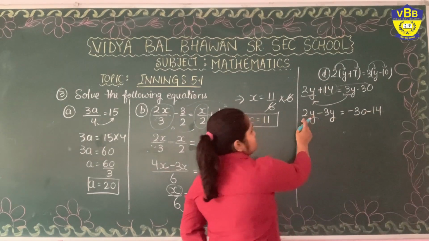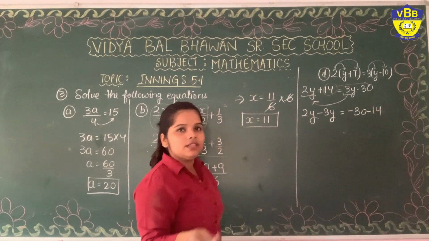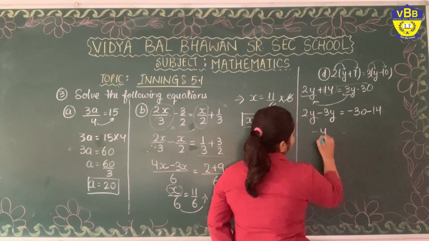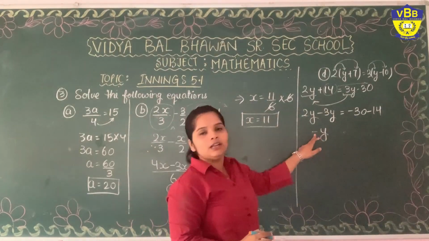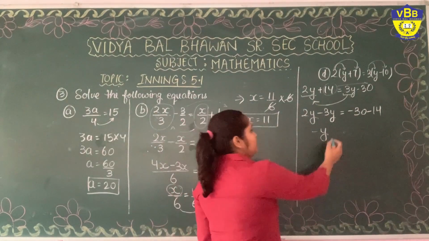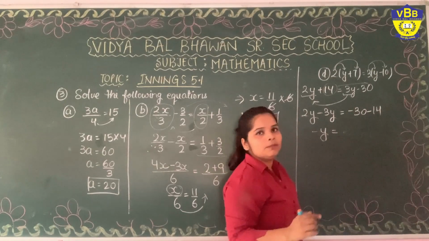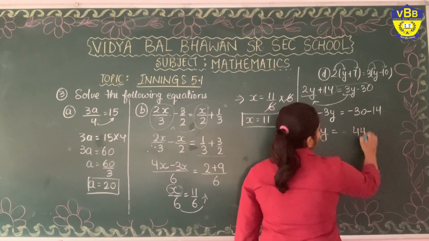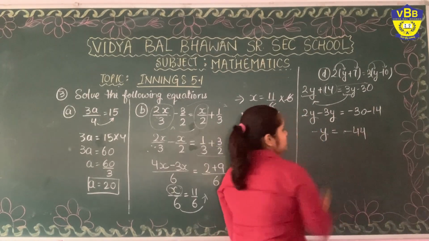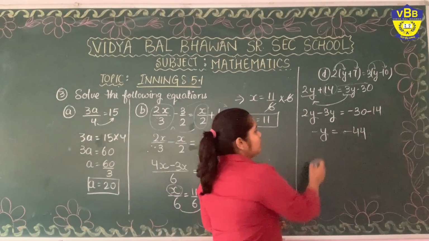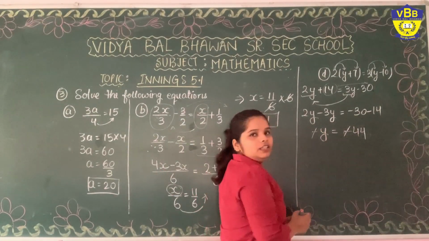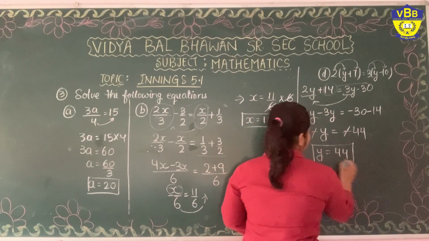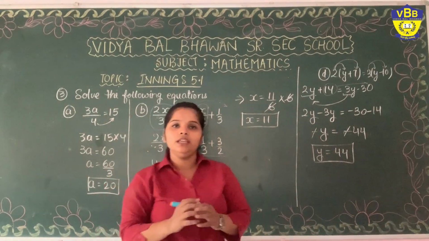Solve it. 2y minus 3y. Plus minus is minus. So 2 minus 3, when you do, you will get the answer minus y. There is nothing written, that means it is 1. And when you do this one, minus minus is plus. Add the absolute value. 30 plus 14 will become 44 with the negative sign. Now, negatives will cancel each other. The answer will be y equals 44. This is the solution of this particular equation.